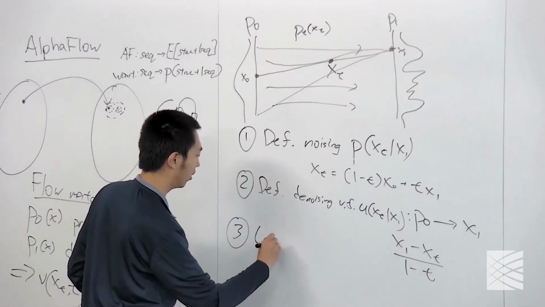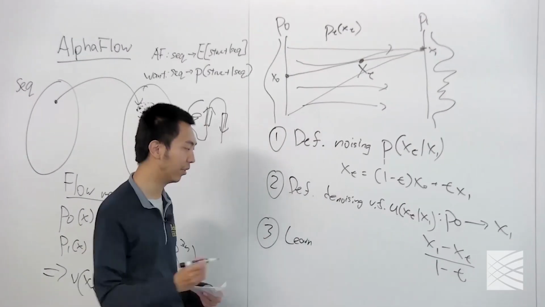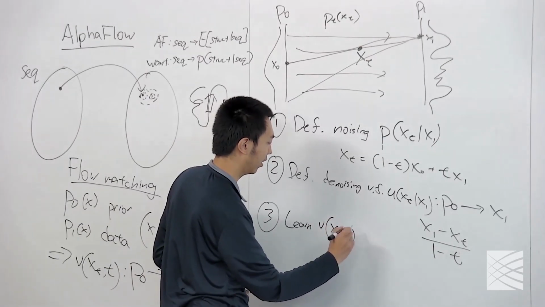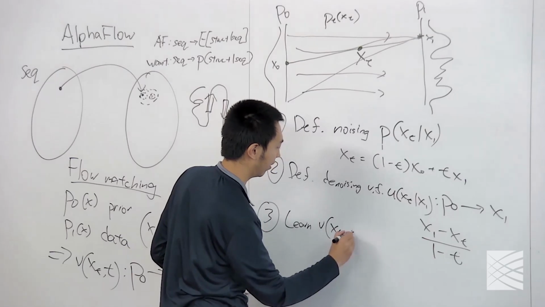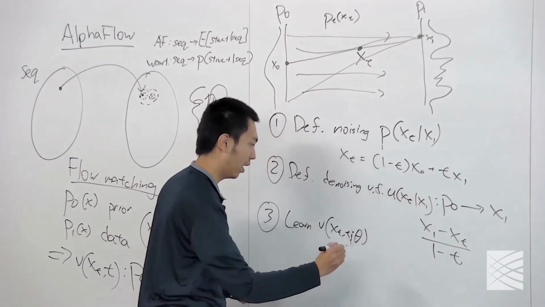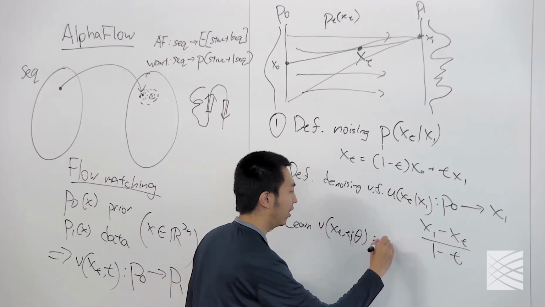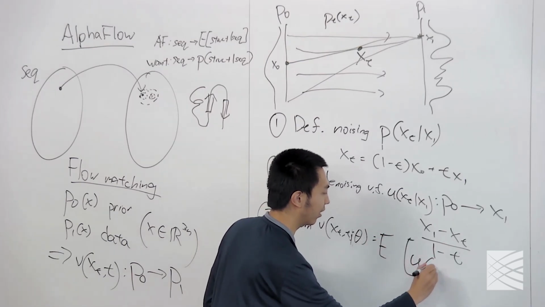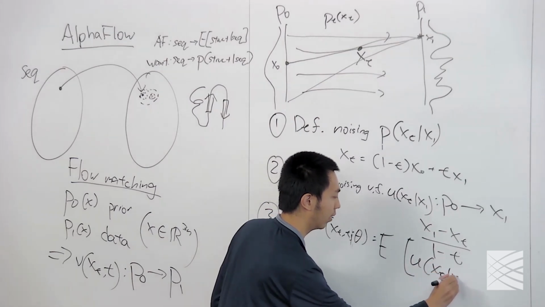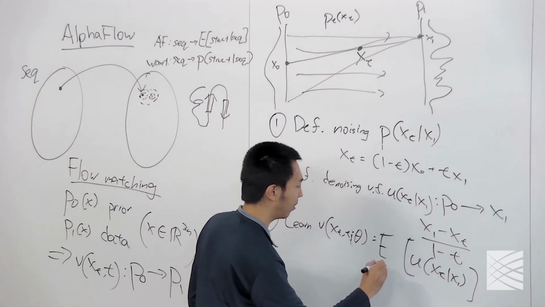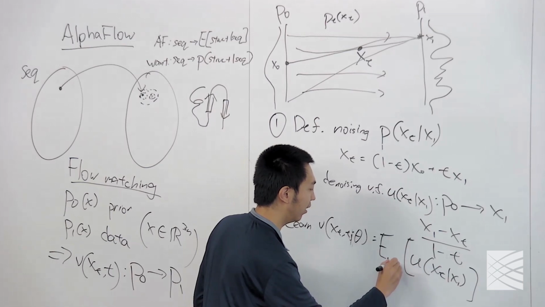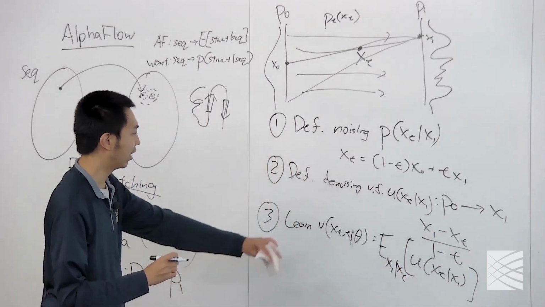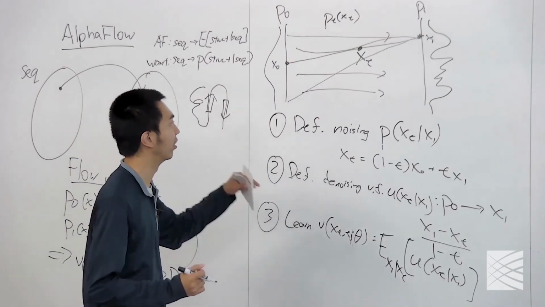We're going to learn, typically, and in this case with a neural network, some v of xt given t and theta. This is now a neural network. And this is going to be the expectation of this denoising vector field, where this expectation is conditioned on the clean data point, given that we are currently at the noisy data point. So let me just unpack this a little bit more operationally.